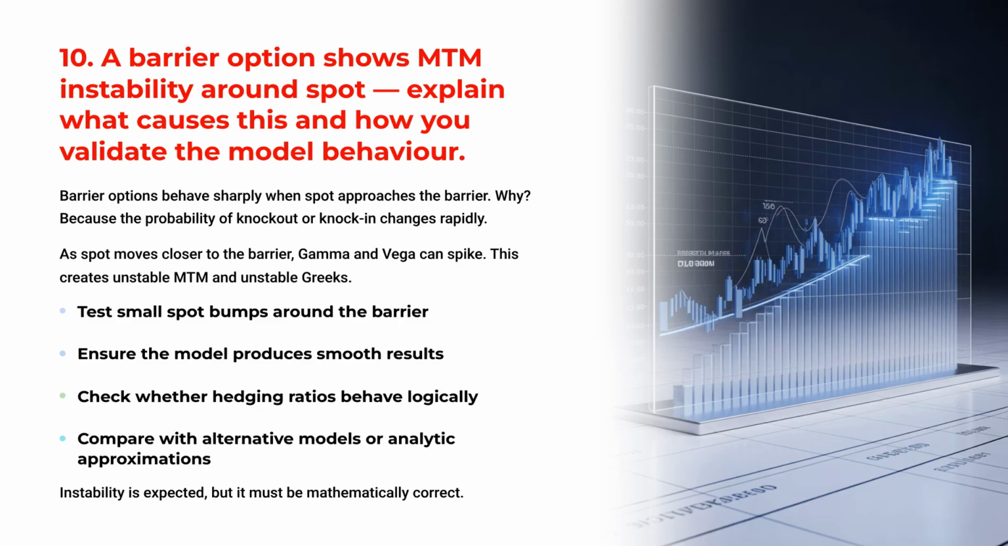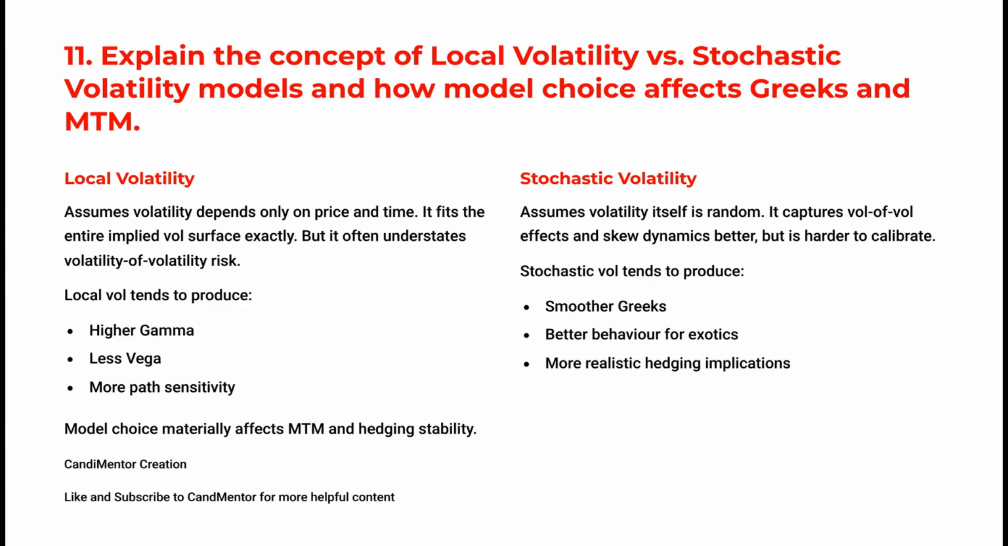Explain the concept of local volatility versus stochastic volatility models and how model choice affects Greeks and MTM. Local volatility assumes volatility depends only on price and time. It fits the entire implied vol surface exactly, but it often understates volatility of volatility risk. Stochastic volatility assumes volatility itself is random. It captures vol-of-vol effects and skew dynamics better, but is harder to calibrate.